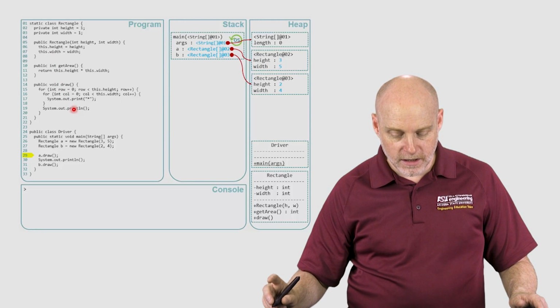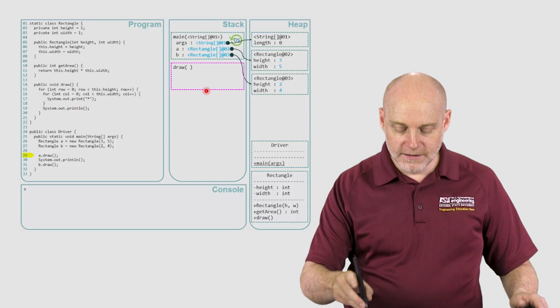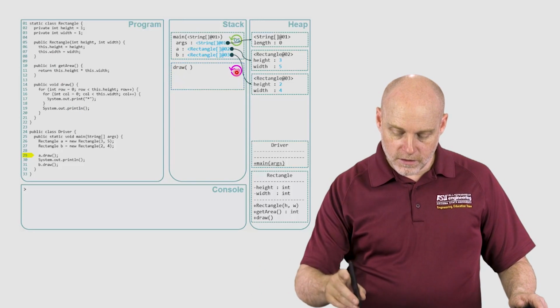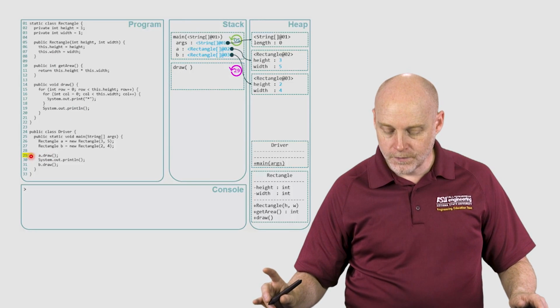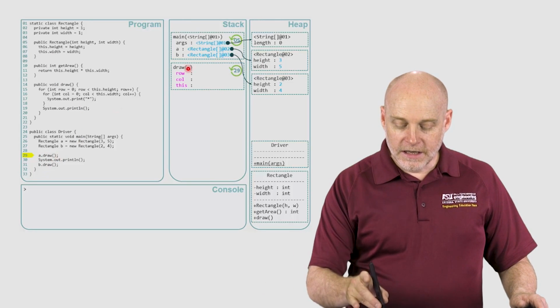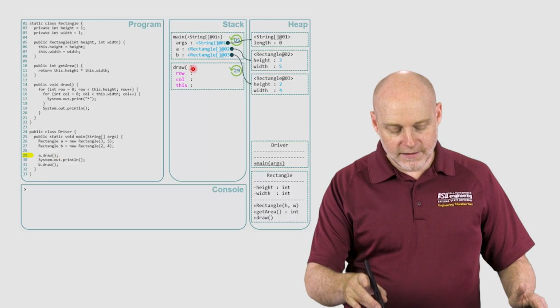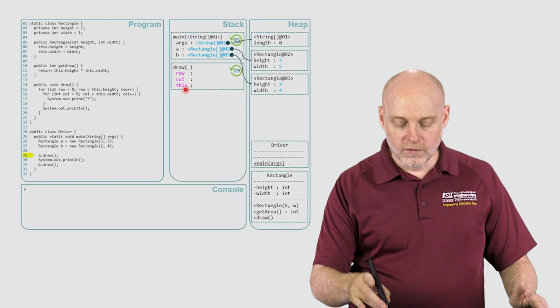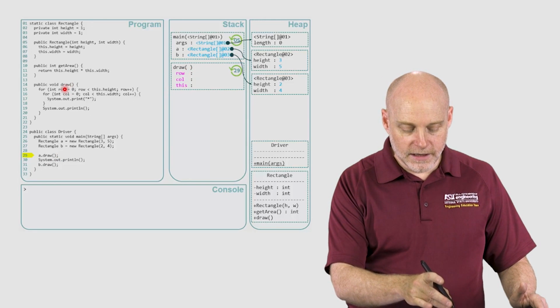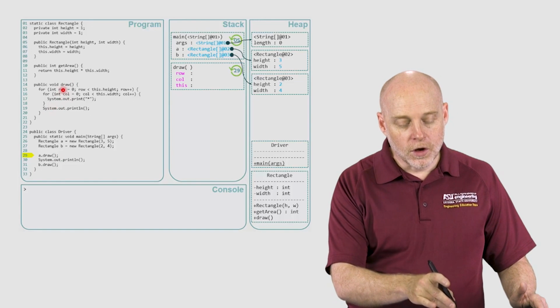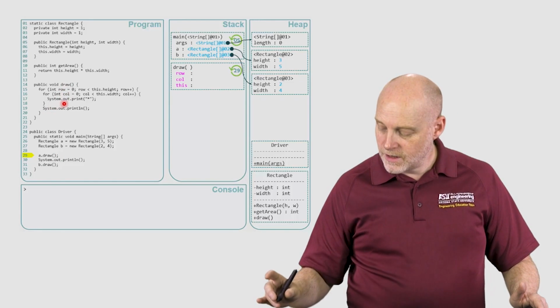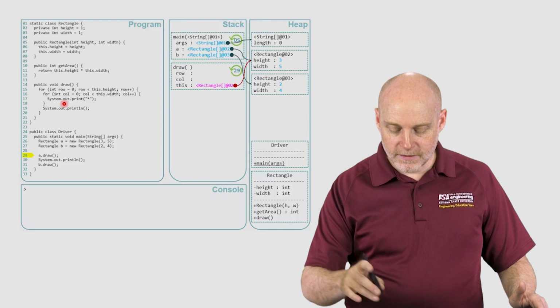What does that look like? Well, when you call a method, a stack frame is created. The return point is noted. We're calling this method from line 29. Any arguments would be passed. There are none in this case, so local variables are created. And inside here, we have a variable called row, and a variable called col, and then there's always the variable called this. And then those variables are initialized.